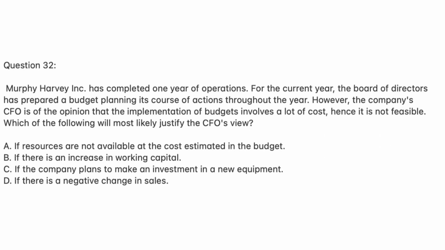Murphy Harvey Incorporated has completed 1 year of operations. For the current year, the board of directors has prepared a budget planning its course of actions throughout the year. However, the company's CFO is of the opinion that the implementation of budgets involves a lot of cost, hence it is not feasible. Which of the following will most likely justify the CFO's view? A. If resources are not available at the cost estimated in the budget. B. If there is an increase in working capital. C. If the company plans to make an investment in a new equipment. D. If there is a negative change in sales.